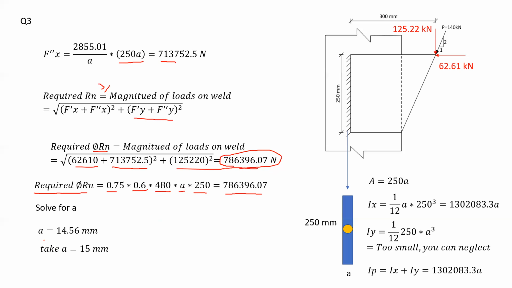Now from here, solving for A, it appears that A is equal to 14.56 millimeters. And of course, it's hard to do the exact value in reality. Therefore, we take something logical and easier to do. So we take A equal to 15 millimeters. You go above, but you do not go lower than 14.56. Remember this.